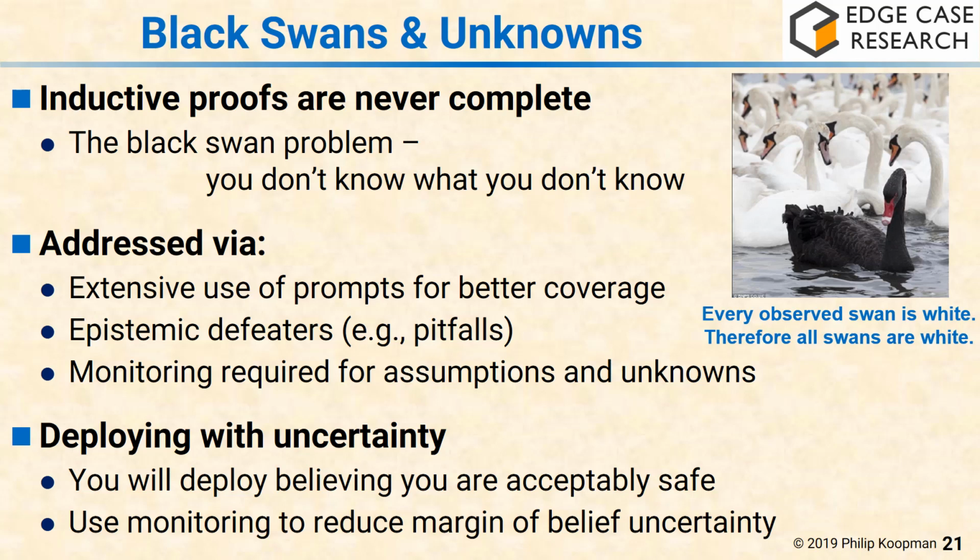There's always some uncertainty. And so the model is you deploy when you believe you're safe. There's some uncertainty. You probably don't even know how uncertain you are, because of the unknown unknowns. And the monitoring is used to reduce the margin of belief uncertainty over time. So you deploy thinking you're safe with good reasons, and you monitor to make sure that's really true. And if there's something you didn't think of, you'll get better over time, or if the world changes out from under you, you'll detect it and respond appropriately.